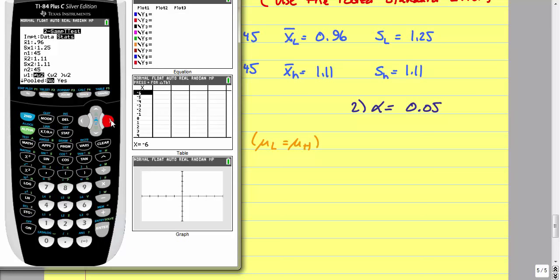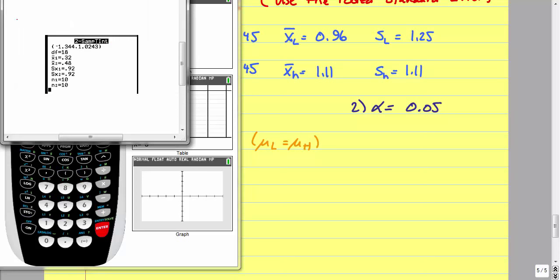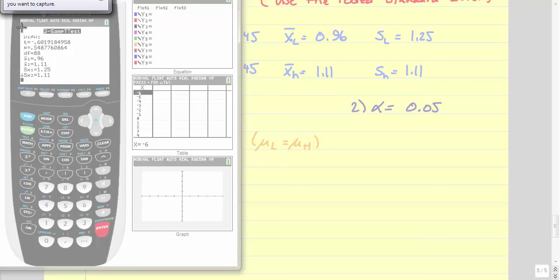Now under my pooled estimate, remember I'm saying yes now because I'm going to assume that the population standard deviations are equivalent or equal. So I want to have a yes here. And let's go ahead and hit calculate. And this will give me my test statistic and my p-values. So let's go ahead and copy this into the lecture.